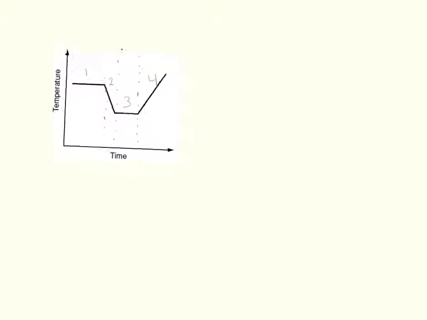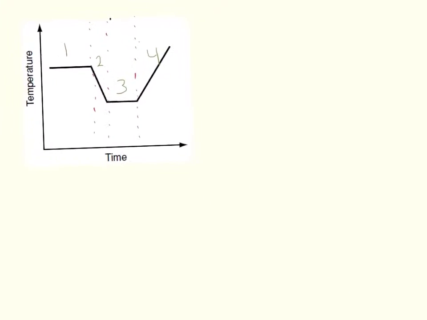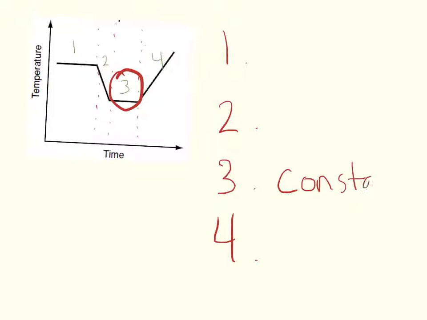So what I expect for you to do is to be able to tell me what each one of those sections is, what type of line it is. Is it increasing? Is it decreasing? Is it staying constant? I'm going to give you a hint. Number 3, you see that it's that horizontal line. It's constant. You need to figure out the others.